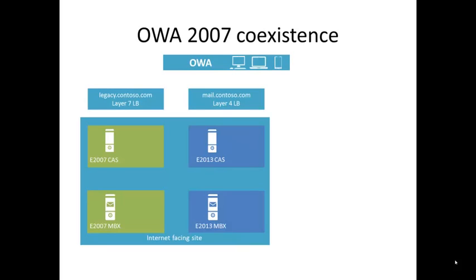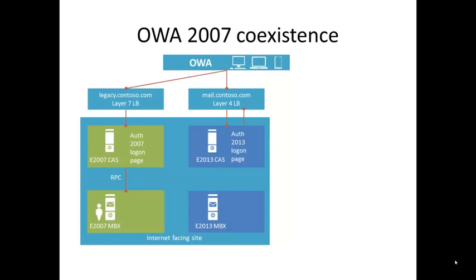When we look at OWA 2007 in a coexistence scenario, the client will access the layer 4 load balancer, mail.contoso.com, and it will be sent to the CAS 2013. The user will be presented the authentication page from Exchange 2013 and the client will be redirected to legacy.contoso.com. It will access the layer 7 load balancer and be forwarded to the Exchange 2007 Client Access server. Again, you will be presented the logon page, in this case for Exchange 2007 OWA.